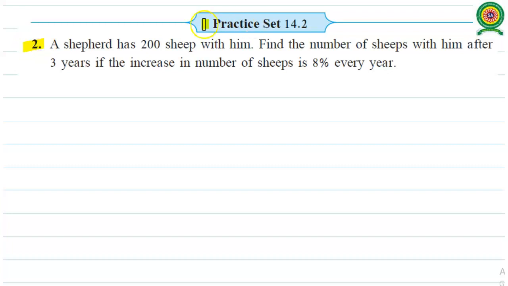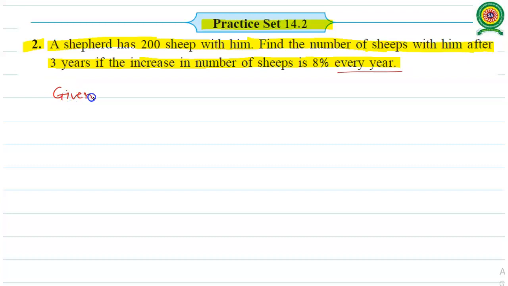Look at question number 2 from practice set 14.2. A shepherd has 200 sheep with him. Find the number of sheep with him after 3 years if the increase in the number of sheep is 8% every year. So again the given question is for compound interest, because every year the sheep are increasing by 8%, so it is compounded annually.